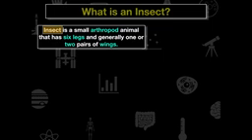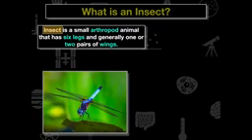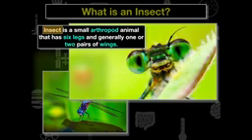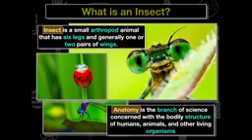An insect is a small arthropod or animal that has 6 legs and generally 1 or 2 pairs of wings. So when we think of insects, you might think of a dragonfly, maybe a praying mantis, or maybe even a ladybug. But our goal for today is to go through and connect this to anatomy.